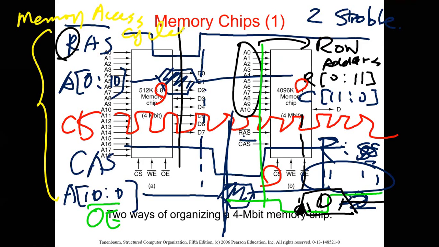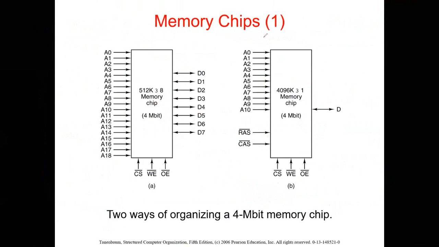Is that okay? The first one actually has only one address, 19 bits, so you don't need to use the column strobe and row strobe. The second one needs that, because each time you only have one signal to strobe in the data. That kind of organization about when to strobe in the data is called the memory access cycle.